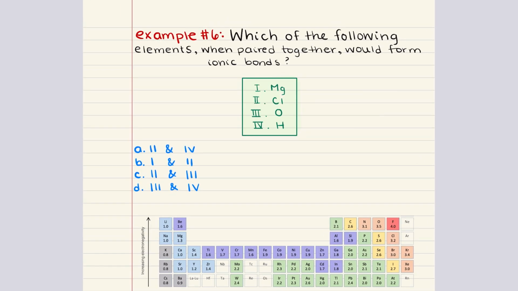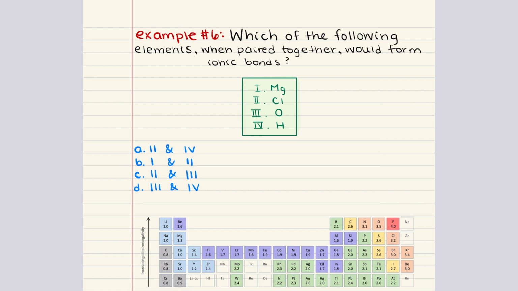Problem 6 says, which of the following elements, when paired together, would form ionic bonds? To determine which pair of elements form ionic bonds, we need to understand the nature of ionic bonding. Ionic bonds occur when one atom donates one or more electrons to another atom, resulting in the formation of oppositely charged ions that are attracted to each other. Now, this typically happens between metals and nonmetals due to their differences in electronegativity. Now, we're going to use the difference in electronegativity to find a pair of elements that would form an ionic bond. So let's work through our answer choices.